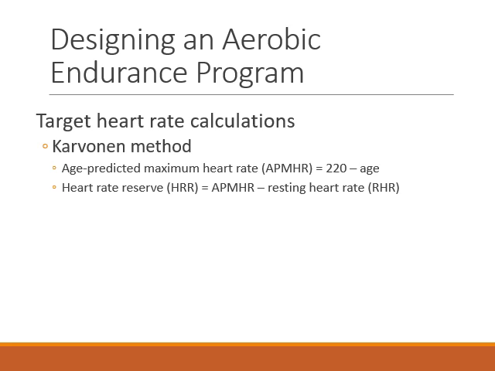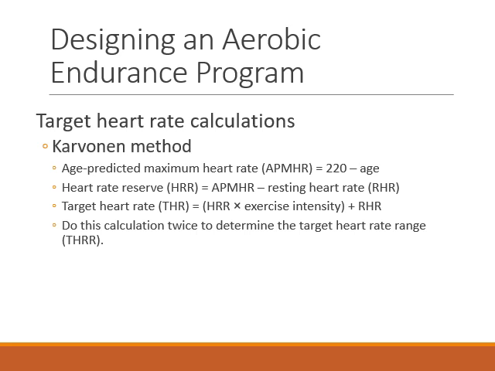The easiest way to do that is just take the pulse for 15 seconds, multiply that by 4. That's their resting heart rate. Then you find their target heart rate. So the target heart rate is just going to be the heart rate reserve times the exercise intensity, so whatever percentage you want it to be at. And then you'll just add the resting heart rate back to that.